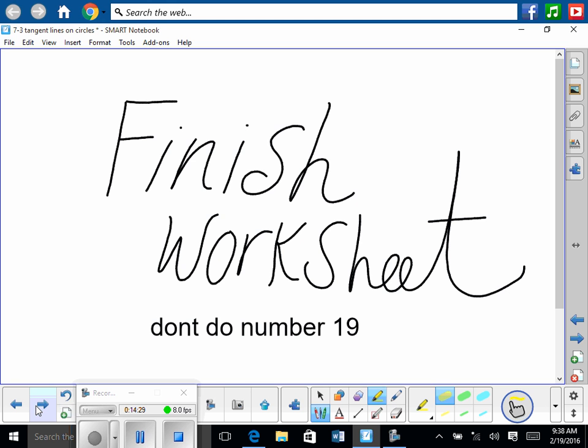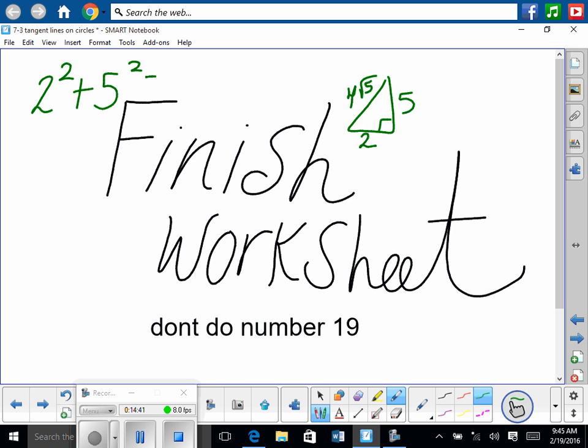Okay, so you're finishing the worksheet, but you do not have to do number 19. You can cross it out. So if we were looking at something like this, and I said, is this a right triangle? Then you would do 2 squared plus 5 squared, which had better be equal to 4 square roots of 5, all squared.